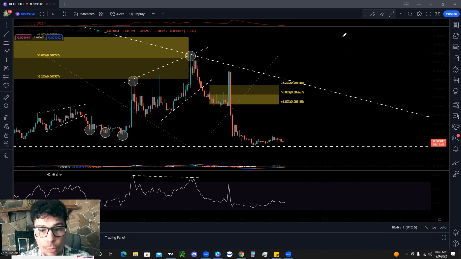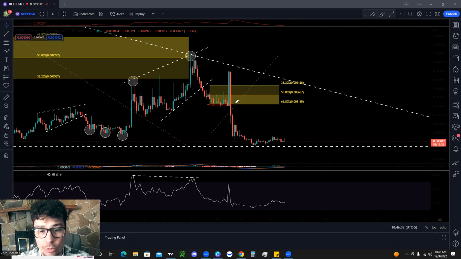So previously we were really just looking at these three levels right here: the 38.2, the 50%, and the 61.8% level. We needed to hold these levels as support. And if not, we were basically going to be in a downtrend and the upward momentum was going to be lost. Shortly after that video, the FTX collapse happened, right?